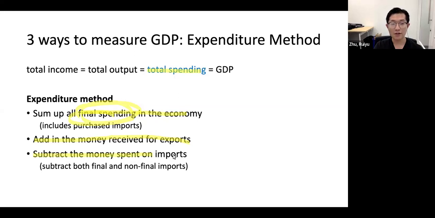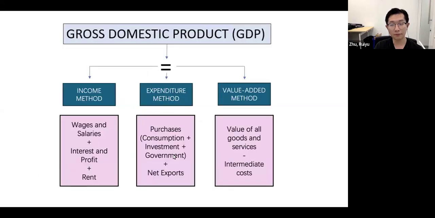Similarly, we spend some money to buy goods produced in other countries, which is our imports. That import value is not produced by our country, so it should not go to our GDP. So we need to subtract that part of the spending from our GDP calculation. So that's the expenditure method. This figure summarizes how to calculate GDP using three methods: income method, expenditure method, and value-added method.